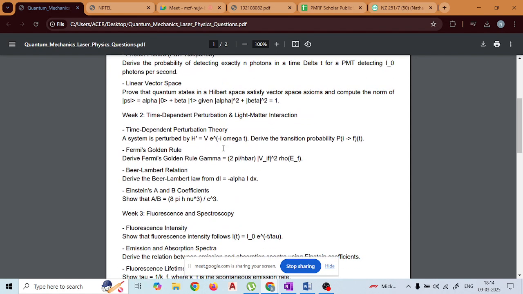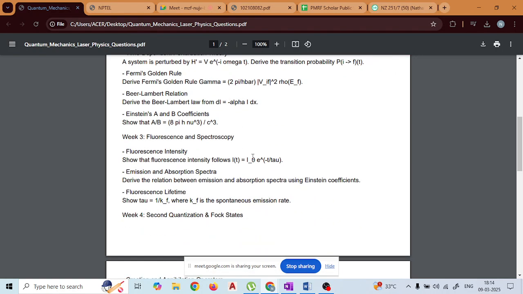In week 2 we discussed time-dependent perturbation as well as light-matter interactions. What is the exact phenomenon that happens when light interacts with matter? Will there be any change? Will the matter behave differently or not? Each of these has definite rules, and you are going to derive them and give me a detailed explanation.